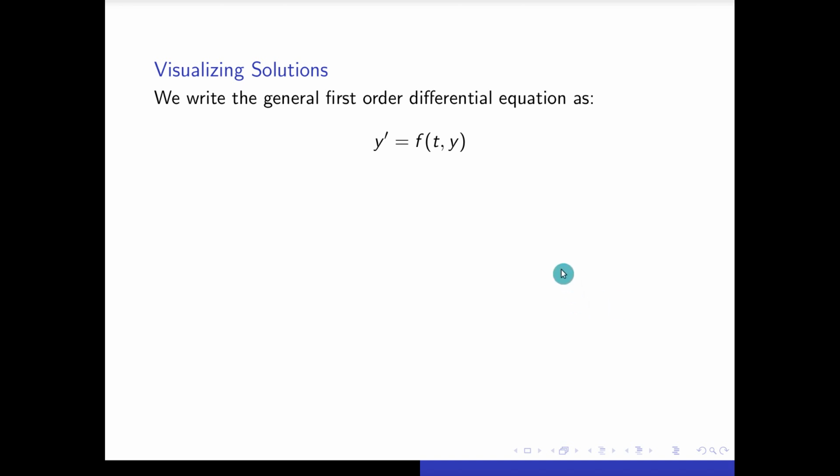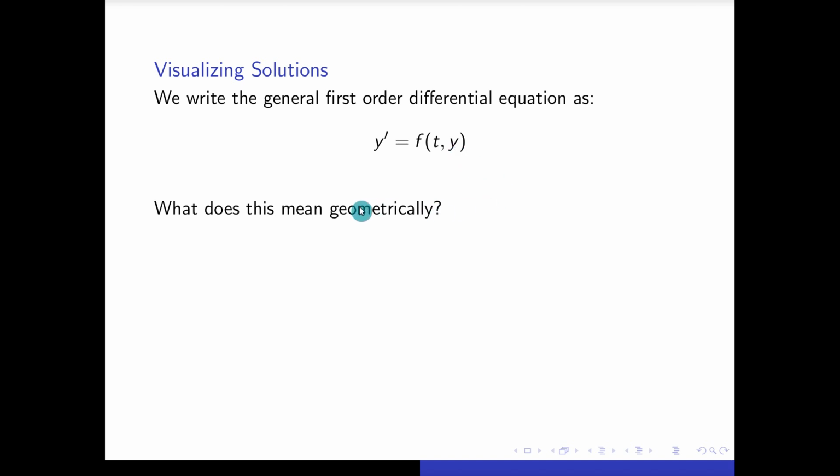The general way we write the first order differential equation is y prime equals some expression in t and y. This could be just any expression in t and y, which is why we write it as f of t and y. This actually has some interesting implications. Geometrically, what does this mean? This means that the slope depends on a t and a y.